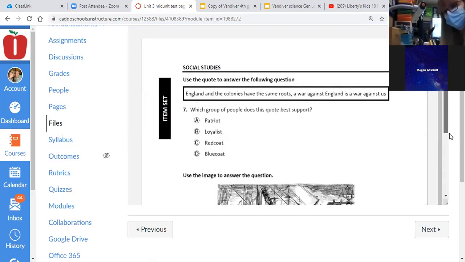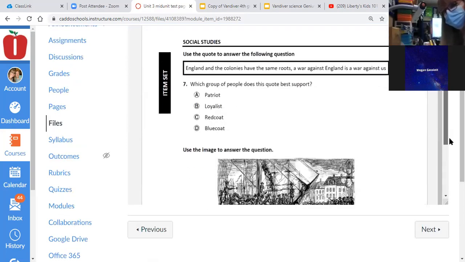Okay. Which group of people does the quote right above it best support? England and the colonies have the same roots. A war against England is a war against us. Allie.